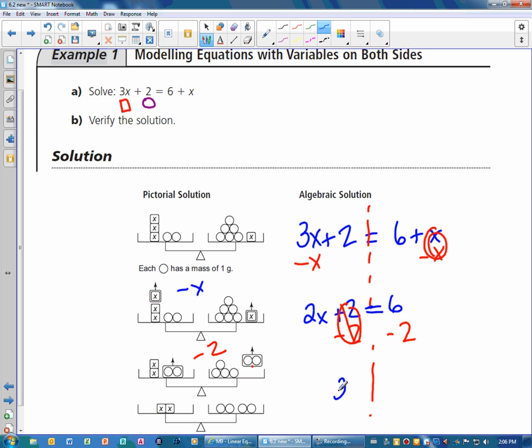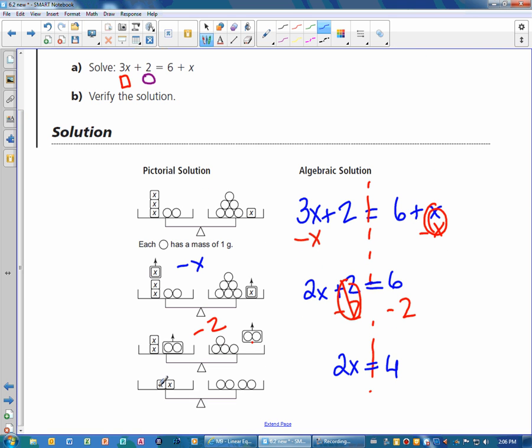So on the left side, I have 2x. On the right side, I have 6 subtract 2, which is 4. And if you look at my picture here, I've got 2x is the same as 4. Okay, so if I was able to separate this down the middle, if 2x is 4, then x is 2. Each of these stands for 2 of those. So that's with the balance scale.